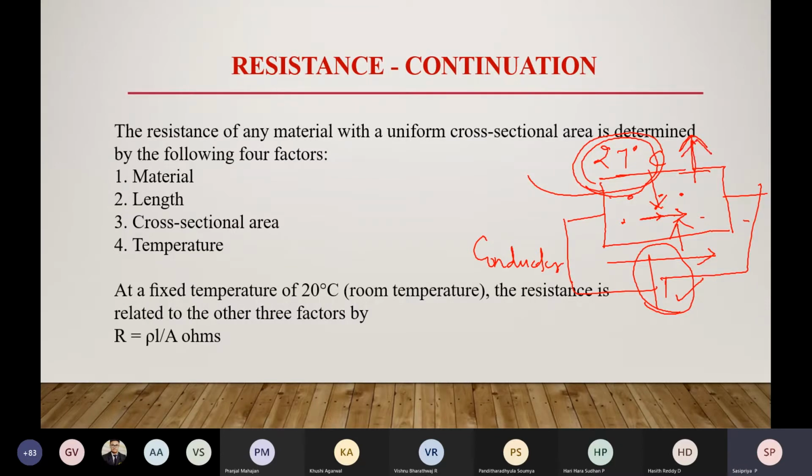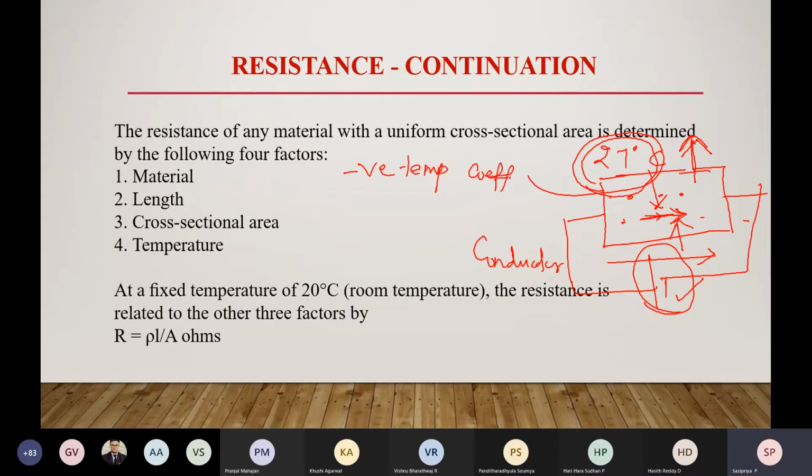What happens? Due to the increase in the temperature, the thermal energy applied to this material also increases, due to which the atoms move fast. So they try to hit the nearby atoms. Because of this collision, what is expected to happen? The effective net transfer of electrons is reduced. So this is nothing but negative temperature coefficient.